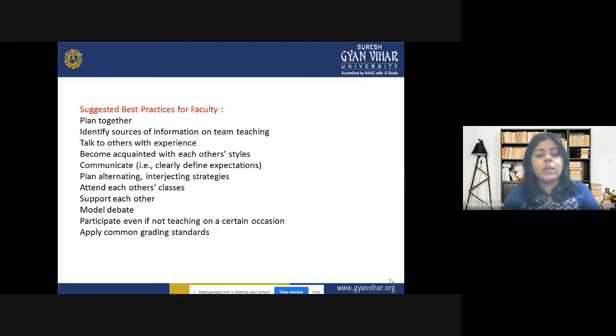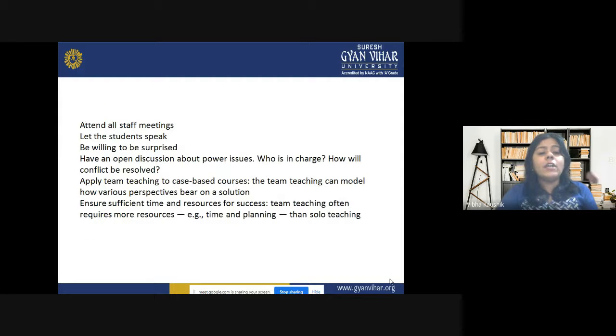Model debate. Participate even if not teaching on a certain occasion. Apply common grading standards. Attend all staff meetings. Let the students speak about how they want to learn. Be willing to be surprised. Have an open discussion about power issues: who is in charge, how will conflict be resolved.